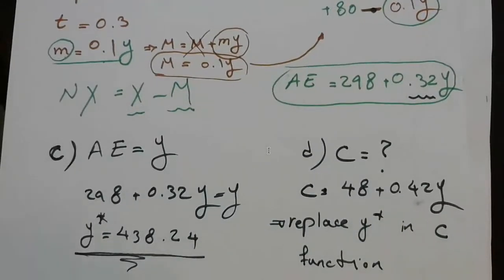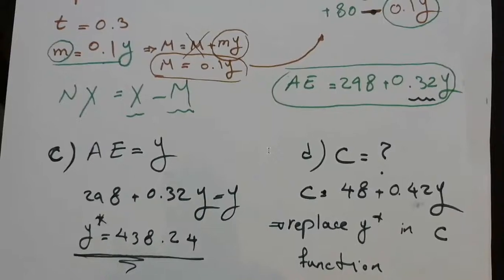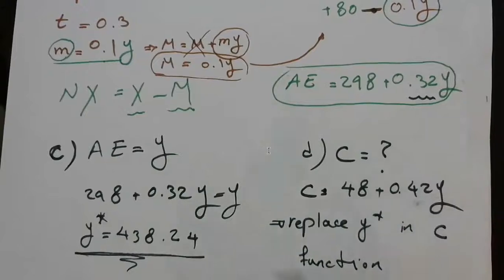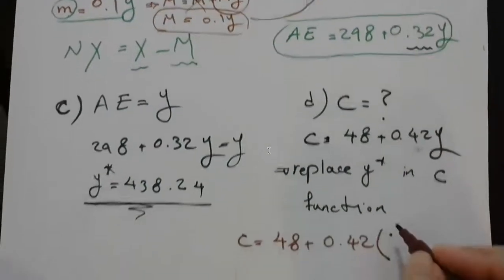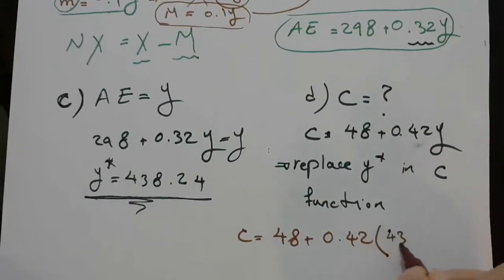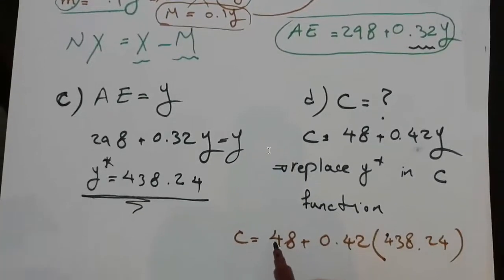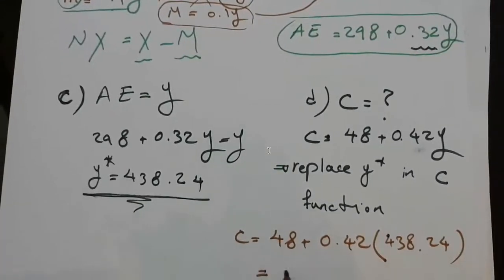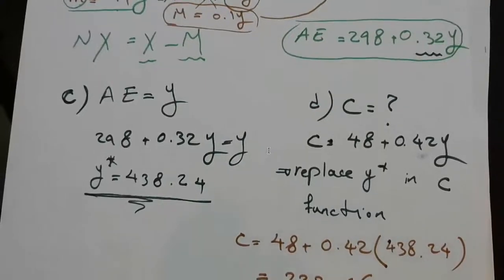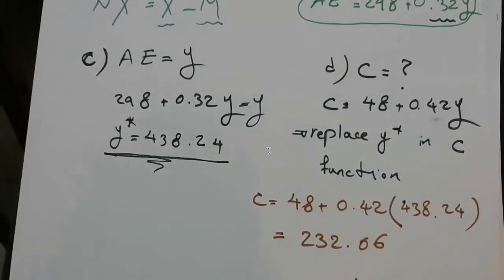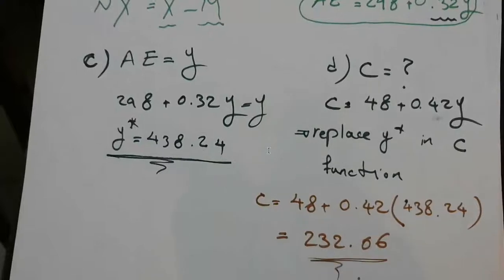So C is equal to 48 plus 0.42, and then instead of Y, I replace the Y number, which is 438.24. This is the amount of my consumption, and the consumption will be equal to 232.06. So this is the total amount of the consumption.